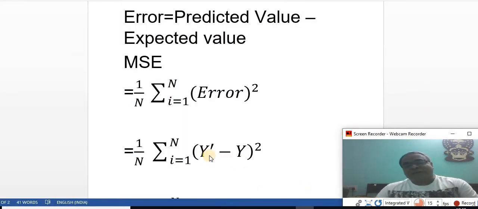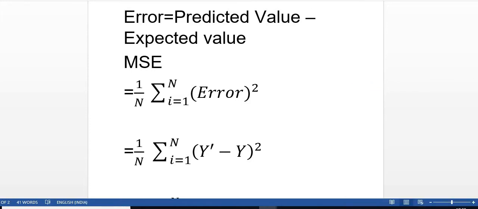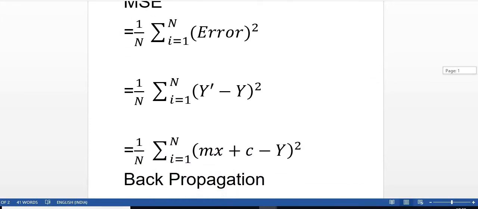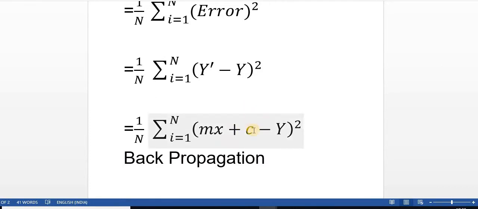Y dash is the predicted value that we are getting from the machine learning hypothesis, and y dash can be substituted as mx plus c or mx plus b, where m is the weight of the network and b is the bias. You can use any letter. This is the most important equation for the mean squared error.